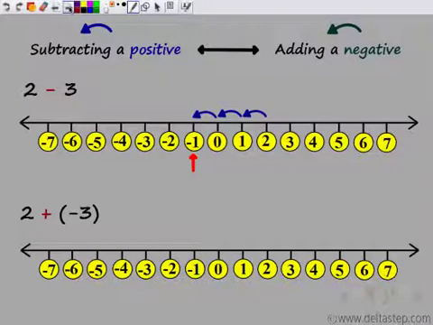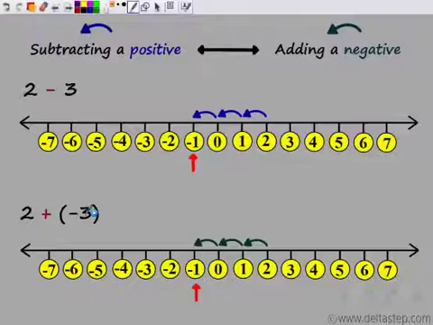So I want to add negative 3 to 2. Again, I'll start from 2. I want to add 3. I have to move in the right direction, in the forward direction. But since I'm adding a negative number, I'll move back. Adding a negative is the same as moving back. So I'll start from 2 and I'll move 3 backwards. I get negative 1 again.